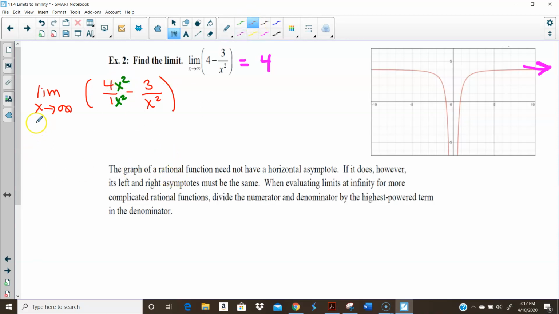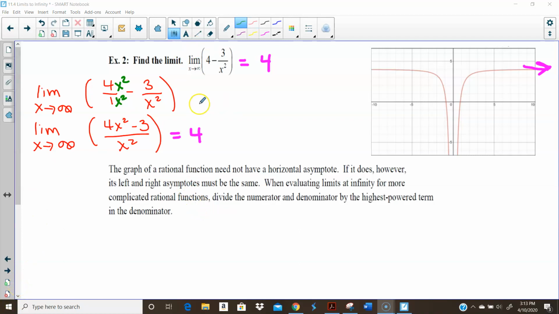That's going to give us the limit as x approaches infinity, going to the right, of the function 4x squared subtract 3 all over x squared. You can see that this is same co. They have the same degree. And so we would be looking at the leading coefficient, which is 4 over 1. And so the limit happens to be 4.